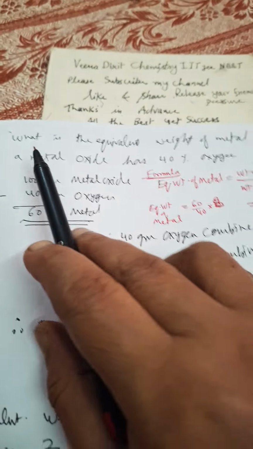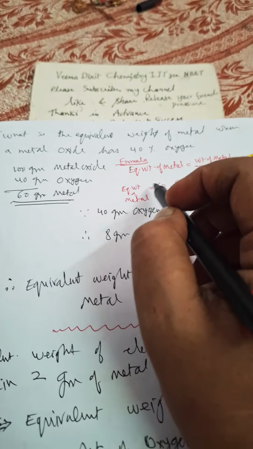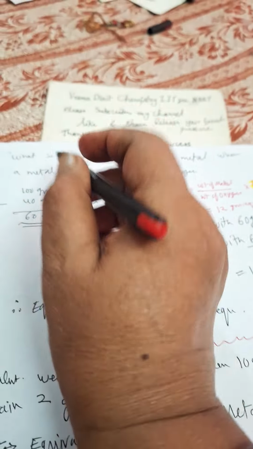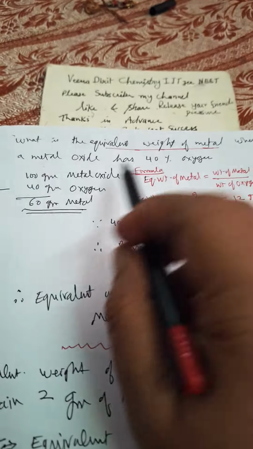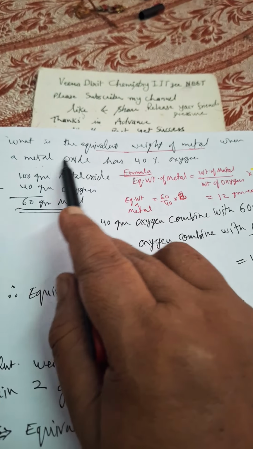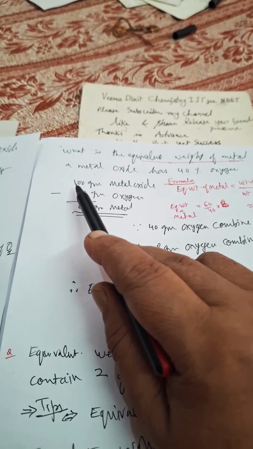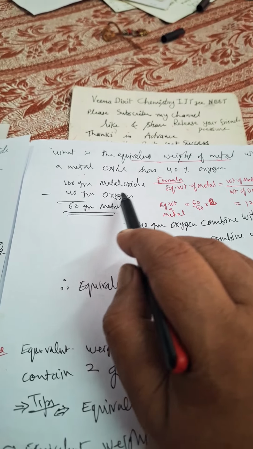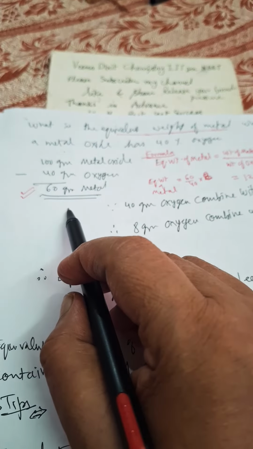Hello student, here we will discuss how we can calculate the equivalent weight of a metal from its metal oxide. First of all, what is the equivalent weight of a metal when the metal oxide has 40% oxygen? 40% oxygen means that in 100 gram of metal oxide, 40 gram is oxygen. So the weight of metal is only 60 gram.